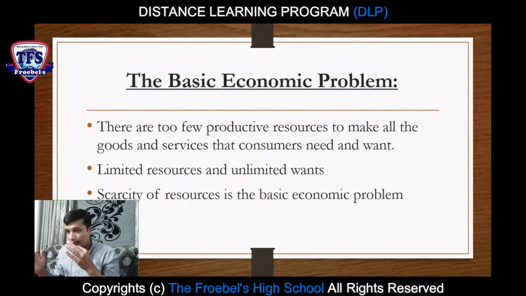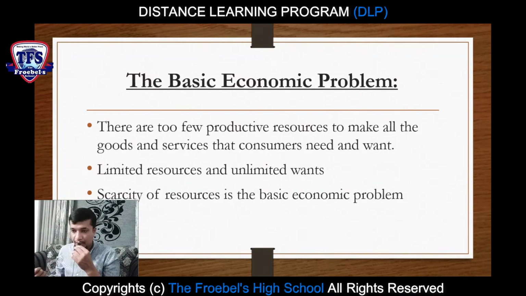So we have to fulfill these wants. How do we fulfill these wants? We have to produce some more products. But if the resources are limited, how do we produce more products? This is the basic economic problem that we will, inshallah, discuss in detail in our online classes. But here are a few tips and techniques we will discuss in this lecture.